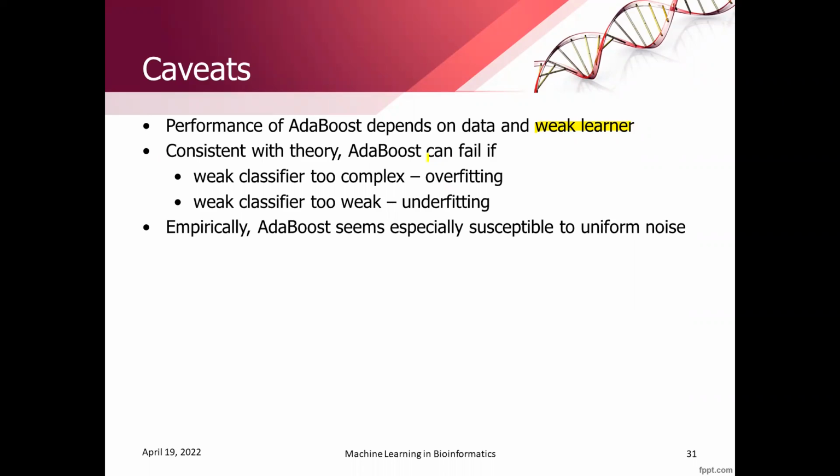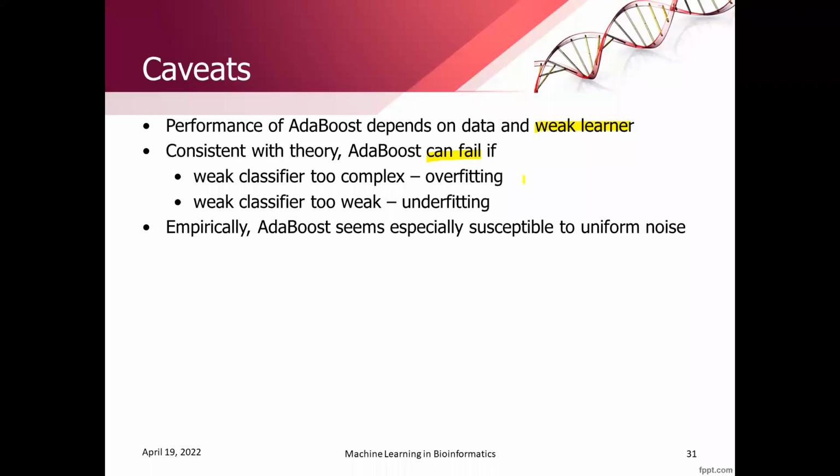It can fail. It can fail if the weak classifier is too complex. Then it can fail in the sense that it will overfit the training set and not work on any new samples. Or on the other hand, if the weak classifier is too weak, then we need to combine a huge number of classifiers, and still the result could be bad, in the sense that the error will still be big.